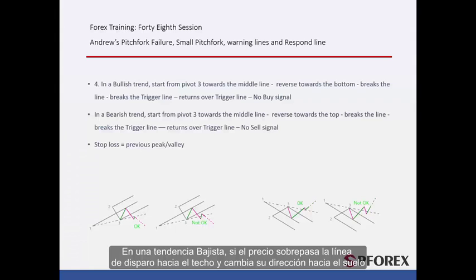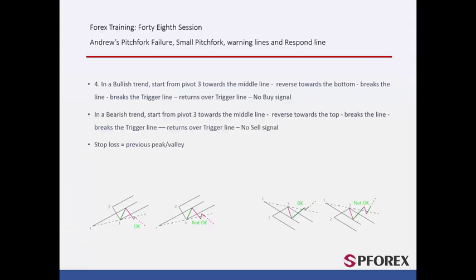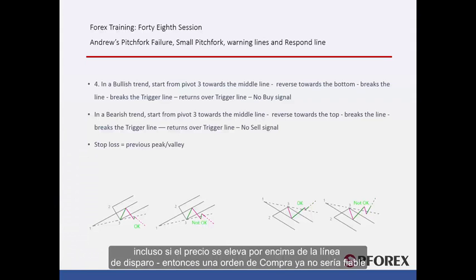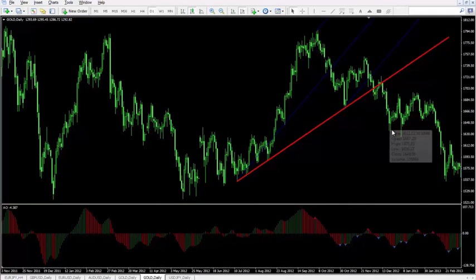In a bearish trend, if a price passes the trigger line towards the top, it reverses its direction towards the bottom after crossing the trigger line, followed by a reversal trend. Even if the price rises higher than the trigger line, then a buy signal would not be reliable anymore. In the previous example, candles could be formed above the trigger line, so a sell signal is valid.